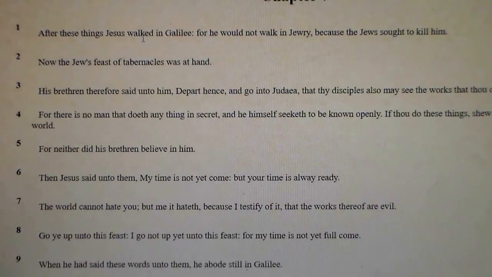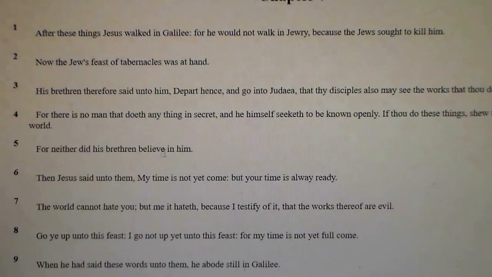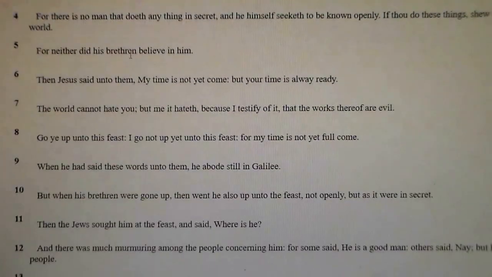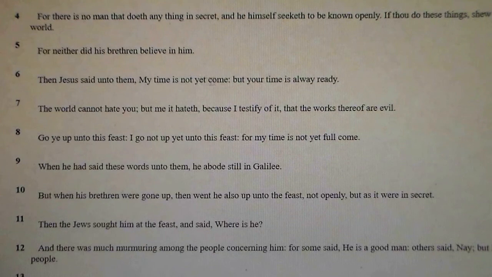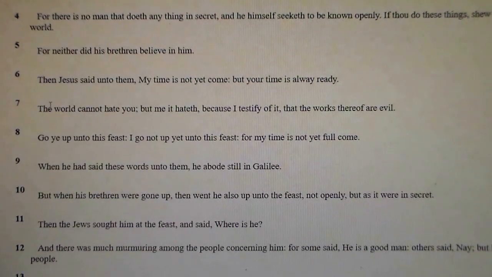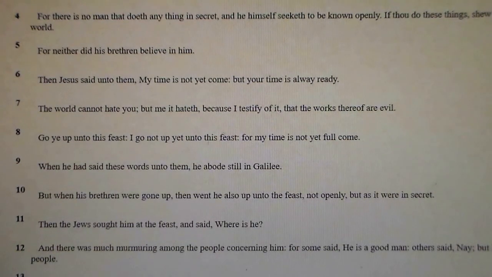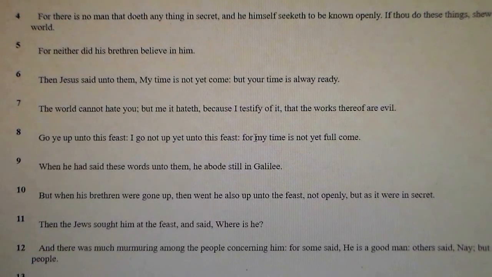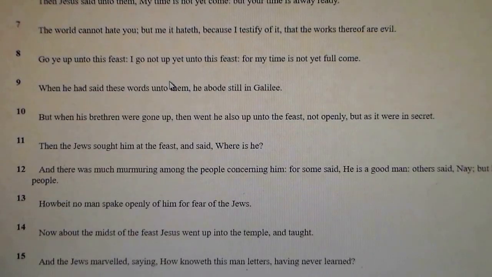"His brethren therefore said unto him, Depart hence and go into Judea, that thy disciples also may see the works that thou doest. For there is no man that doeth anything in secret, and himself seeketh to be known openly. If thou do these things, show thyself to the world." In verse 5, "For neither did his brethren believe in him." Wow. Verse 6, "Then Jesus said unto them, My time is not yet come, but your time is always ready. The world cannot hate you, but me it hateth, because I testify of it, that the works thereof are evil. Go ye up unto this feast. I go not up yet unto this feast, for my time is not yet full come." So he had a specific date, a specific time.